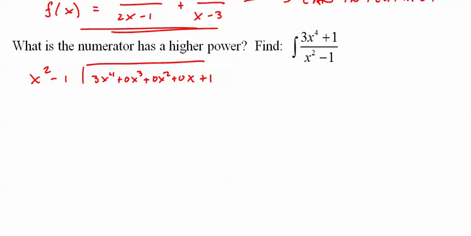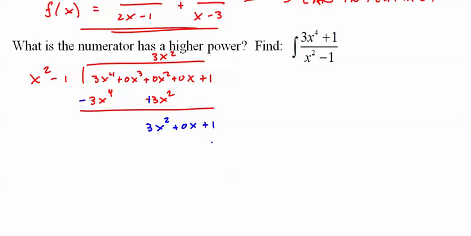If you don't remember, 3x squared goes here, because 3x squared times x squared gets me to 3x to the fourth. Keep going, minus 3x squared. Change all the signs, because it's easier to add down. And we get 3x squared plus 0x plus 1. Let's go with a 3 plus 3 over here, because we get 3x squared minus 3. Change all the signs, we're left with 4.